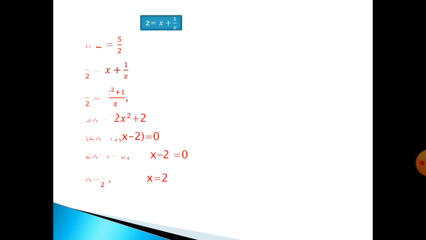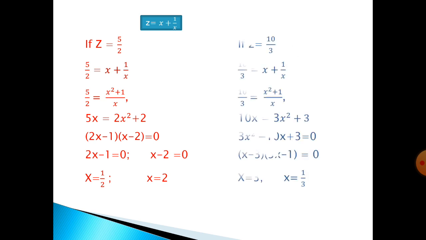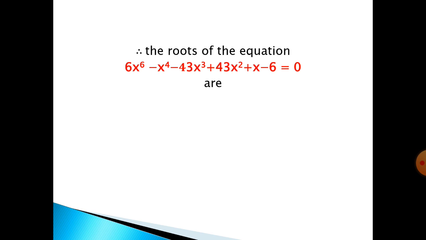We know that z = x + 1/x. If z = 5/2, we get x values as 1/2 and 2. If z = 10/3, we get x values as 3 and 1/3. Since it is a 6th degree equation, we have 6 roots for this type of equation. So the roots of the equation 6x^6 - x^4 - 43x^3 + 43x^2 + x - 6 = 0 are the x values we have found throughout the sum. So its roots must be 3, 1/3, 1/2, 2, -1 and 1.